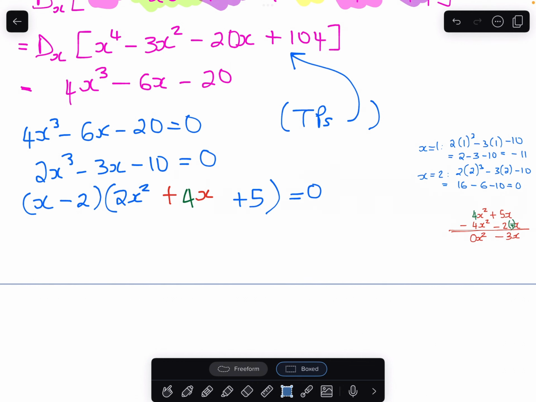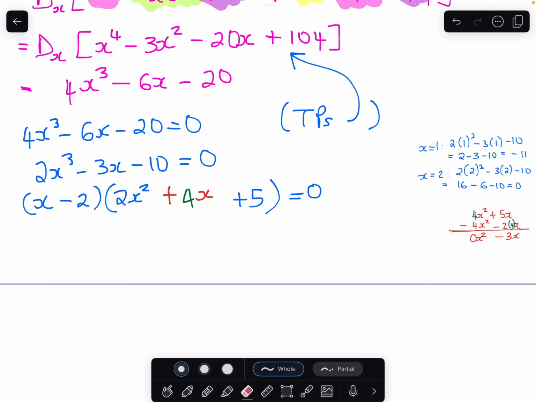Okay, now can I factorize this? So I'm looking for factors of 2 times 5, which is 10, that will add up to 4. So we have 1 and 10, and 2 and 5. None of those work.